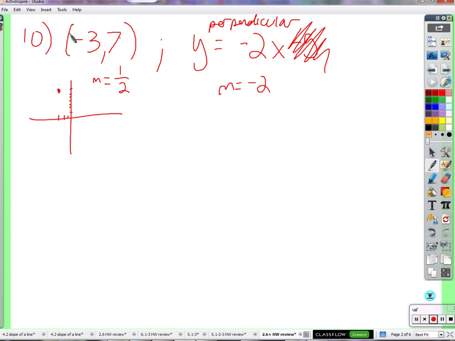Right? So we've got a line with a point of negative 3, 7 and a slope of 1 half. And now we don't need to worry about this at all anymore. We've got all the information we need. Right? It's the opposite reciprocal, right? That's negative, this is positive, that's 2, this is 1 over 2.